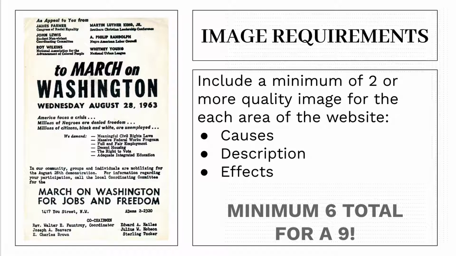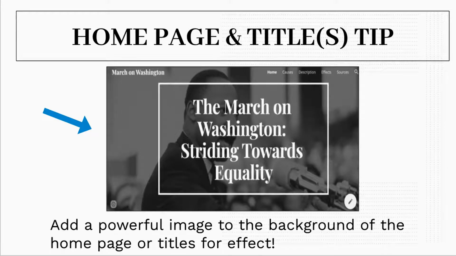Image requirements. You want to include a minimum of 2 or more quality images for each area of the website. 2 for causes, 2 for description, and 2 for effects. In other words, you want a minimum total of 6 for a 9, and more if you're going for a 10.